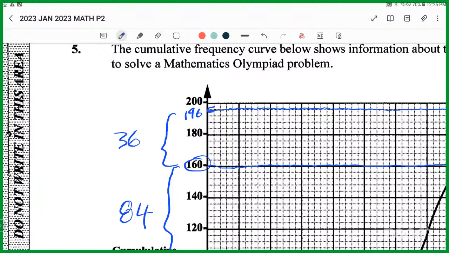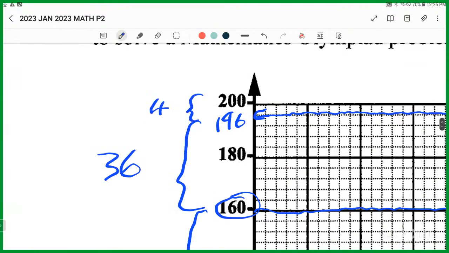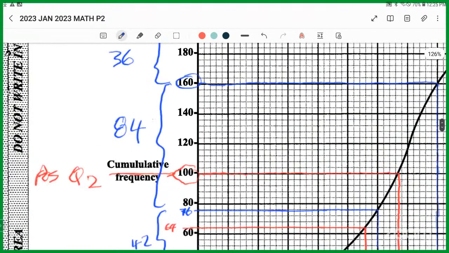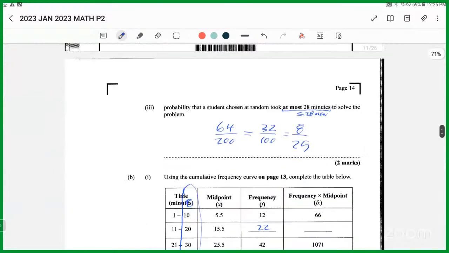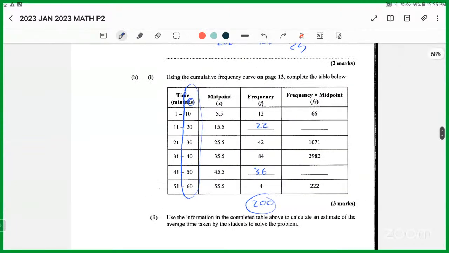That group is 36. The last group at the top here says 4. 50 to 60 is 4. So those are our frequency values for those intervals. See them there? The last group only says 4. So those are our frequency values. Go back and practice on the graph. Watch the video and do it yourself.